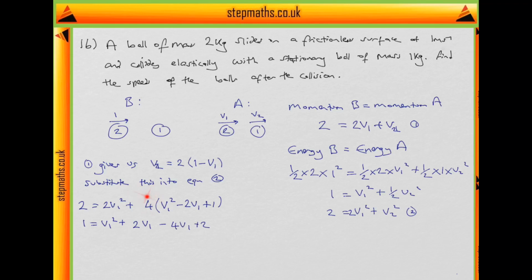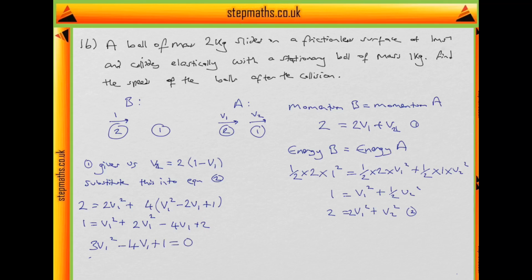So we've got a 2 on the outside here when we divide through by the 2. So 2 times v1, 2 times minus 2, 2 times 1. Bringing it all together, we get, sorry, that should be squared. We get 3v1 squared minus 4v1. And we're going to bring the 1 over here to give us a plus 1 equals 0.